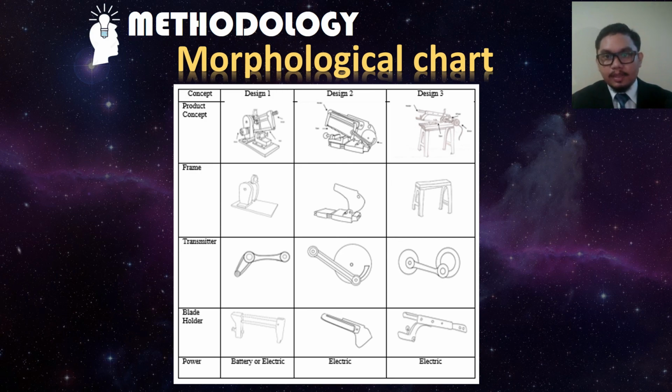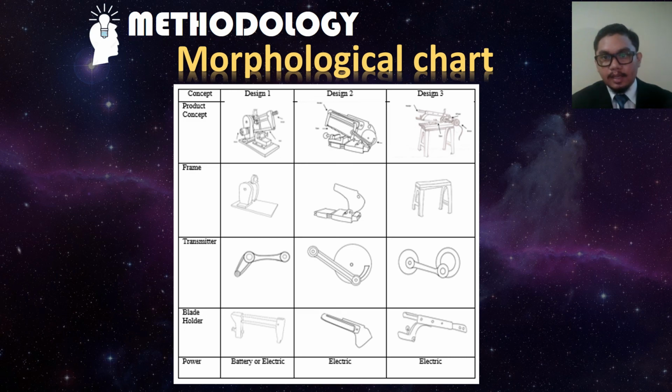Next is the transmitter. This will follow the concept of the Scotch yoke mechanism principle. The first design is more simple and uses small space. The second is also good but uses less space, and the third is also good but uses belting.